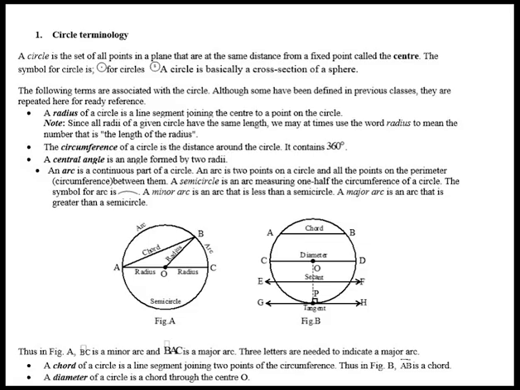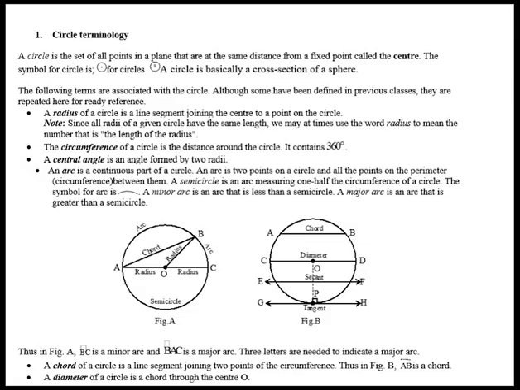An arc is a continuous part of a circle. A semicircle is an arc measuring one half of the circumference of a circle. A minor arc is an arc that is less than a semicircle. A major arc is an arc that is greater than a semicircle. In figure A, BC is the minor arc and BAC is the major arc.